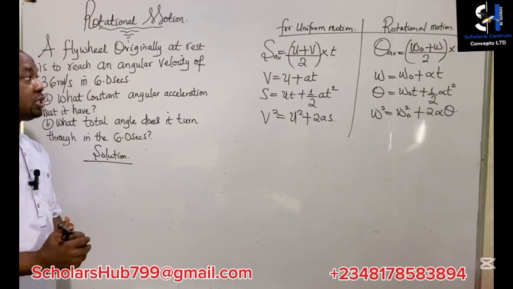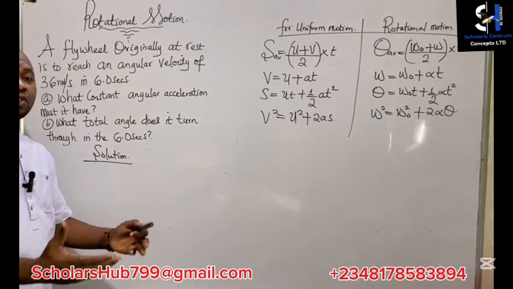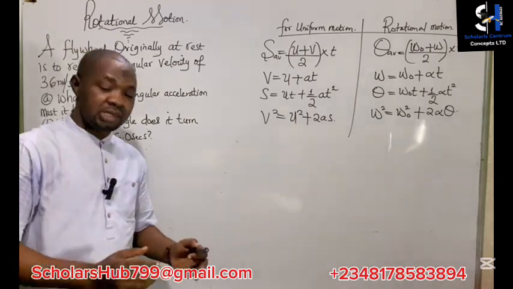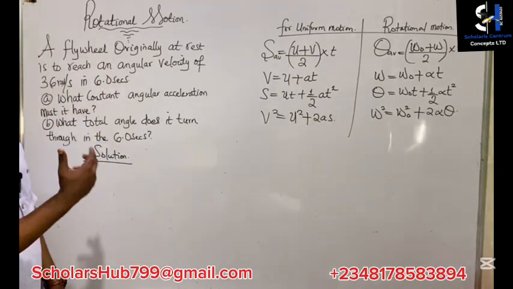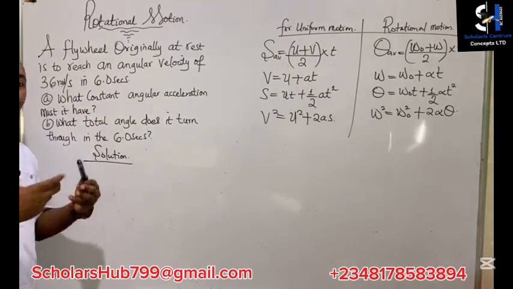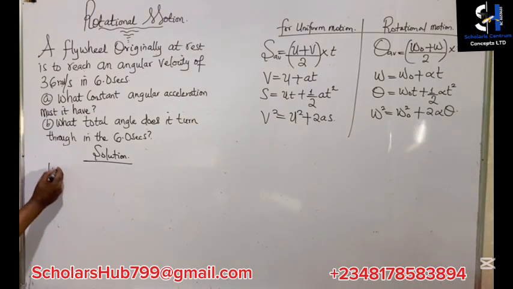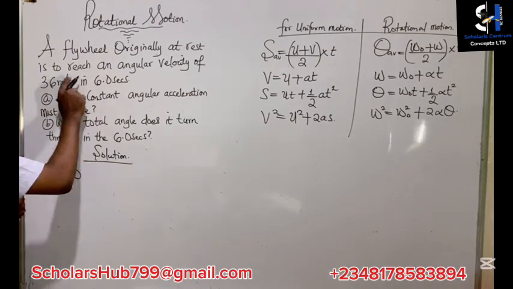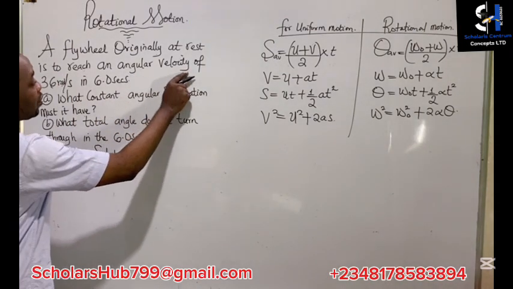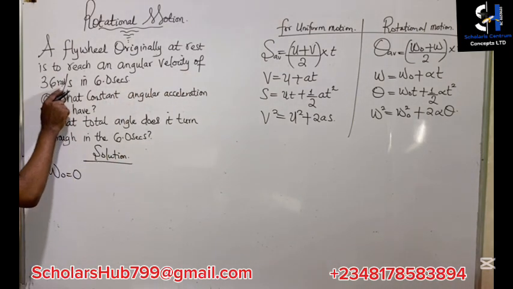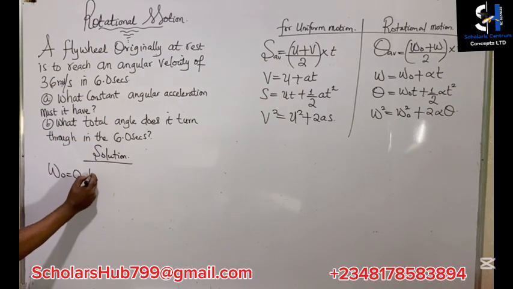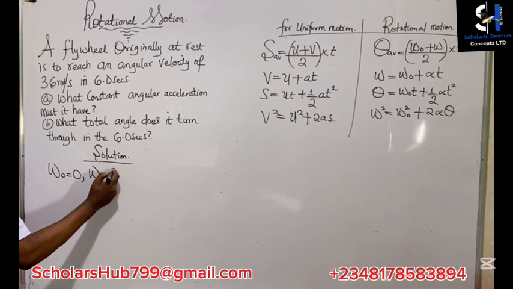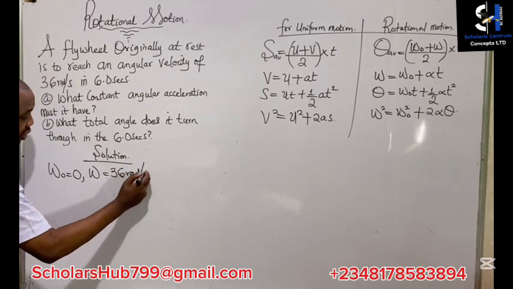Be equals to 0. When a body is at rest, its velocity, that is its starting or initial velocity, will be 0. So in this case, because the motion is rotational, the initial angular velocity is 0. Now it's to reach an angular velocity of 36 rad per second in 6 seconds, which means the final angular speed will be 36 rad per second.